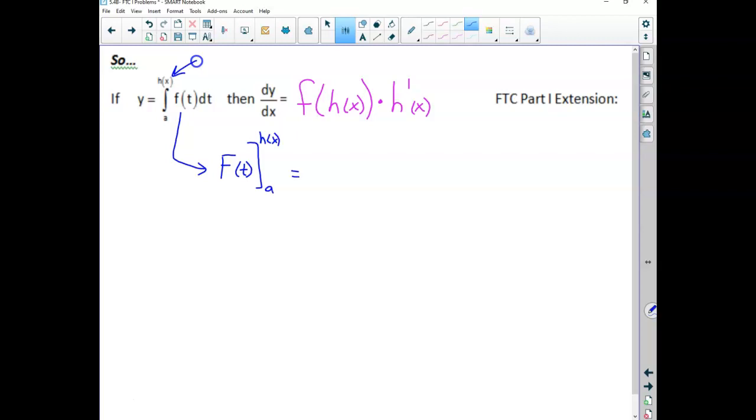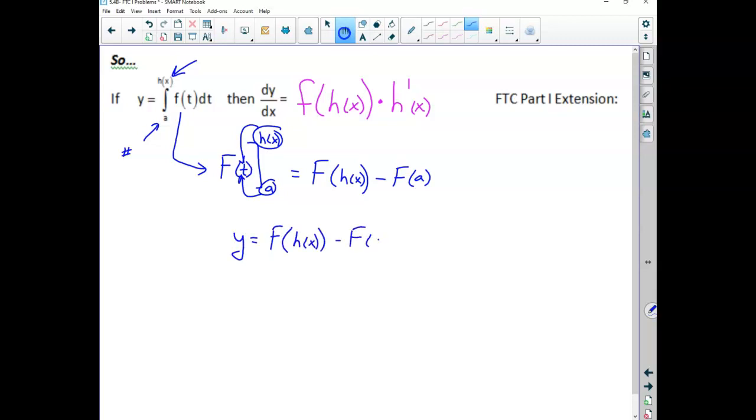Well, what happens is if I take my upper limit and I plug it in here, I get big F of h of x minus, this is the second fundamental theorem, big F of a. Why did I say 2? It's an A. Remember, what is A? It's the first letter in the alphabet. A is a number, okay? So we just redefined our function. Our function y actually equals big F of h of x minus big F of a. Remember, it's a number.